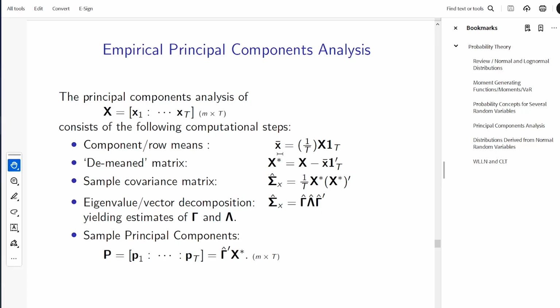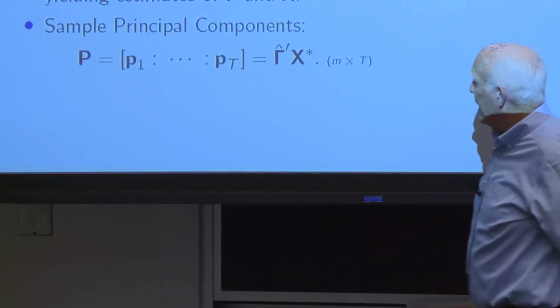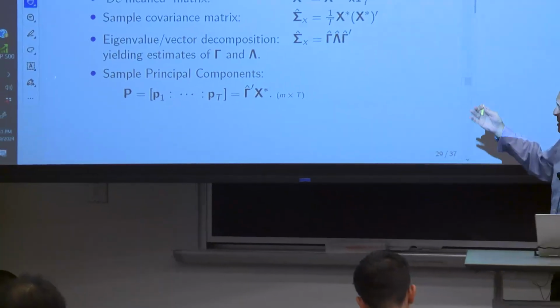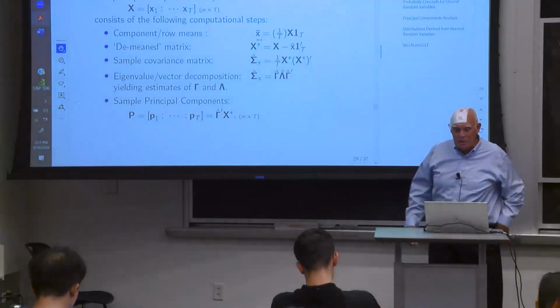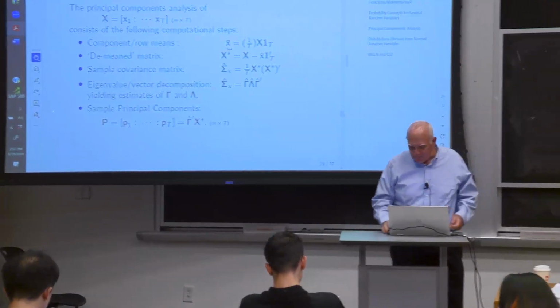And so we then can perform an eigenvalue, eigenvector decomposition of this covariance matrix, and then use these results to define the empirical principal component coordinates of our data. It corresponds to just taking our estimate of the gamma matrix, transposed, times the demeaned matrix. So this is very simple to implement.